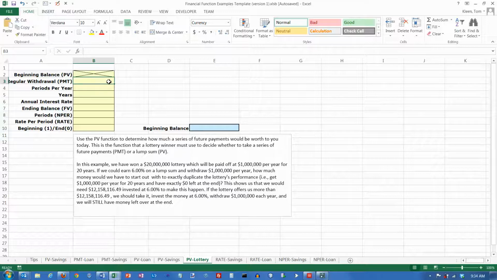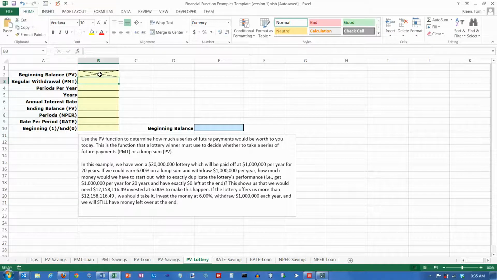And if the amount of the lump sum allows you to withdraw $1 million a year and still have some left over at the end, then you should take the lump sum. If you run out before 20 years, then you should probably take the $1 million a year. So this is what we're trying to figure out here.